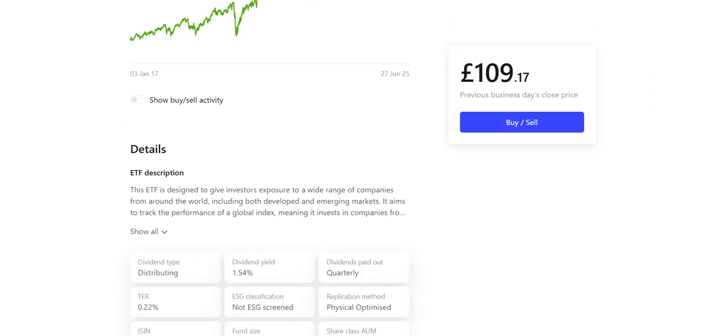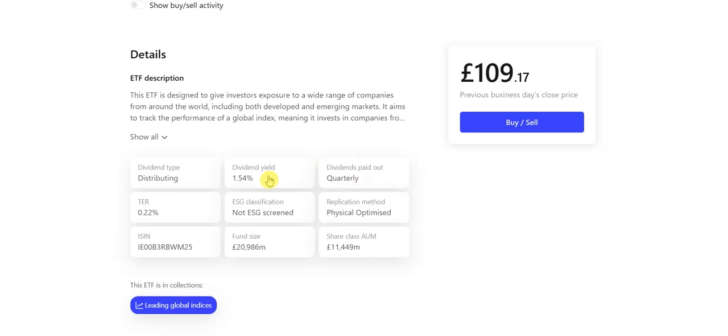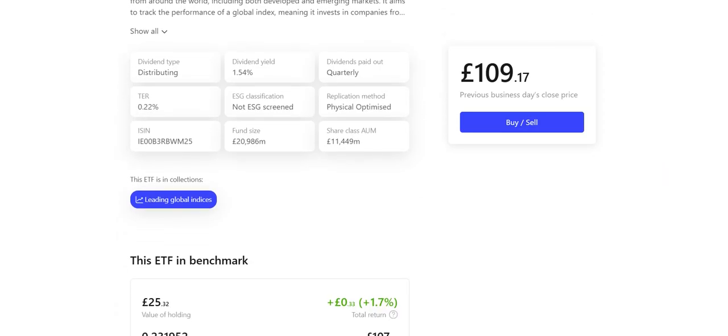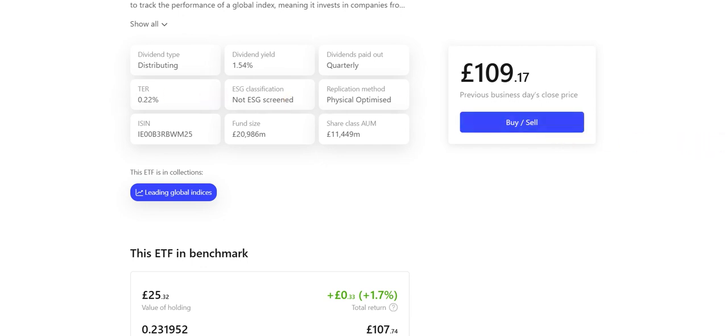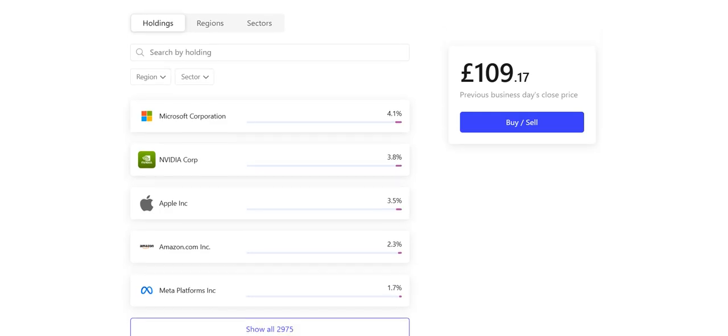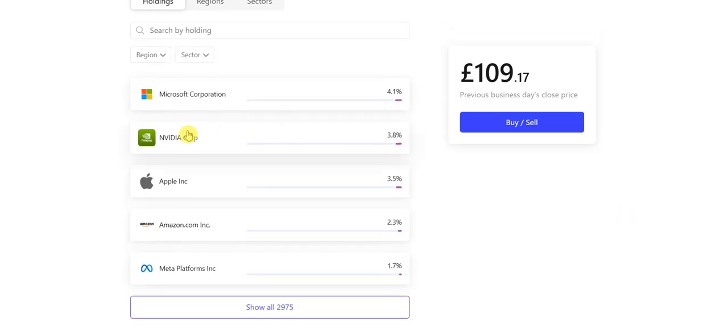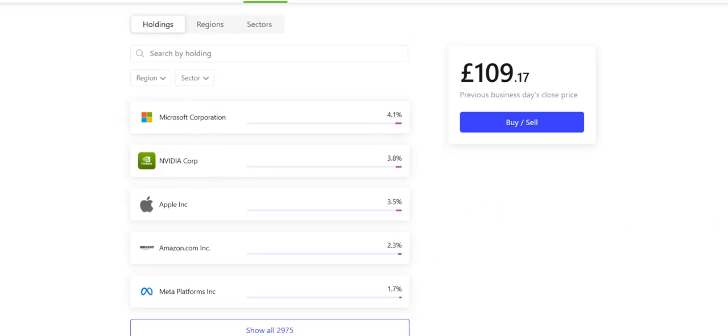Right, so have a look. So this one's got a dividend yield of 1.54%, and that's paid quarterly. Oh, I forgot to mention, but the fees are here. They're taken out, I think they're taken out automatically, so you don't even see them. Right, where were we? So again, you can see the stocks here. The usual suspects are in here as normal. But can you see how many more stocks we've got here? 2,975. So that's a lot more diversified. And there's a lot more stocks.